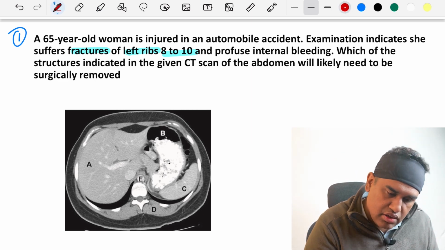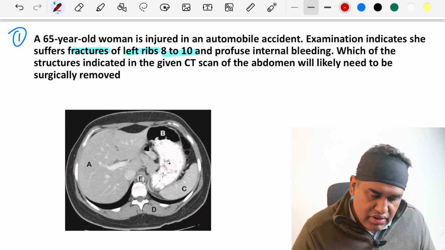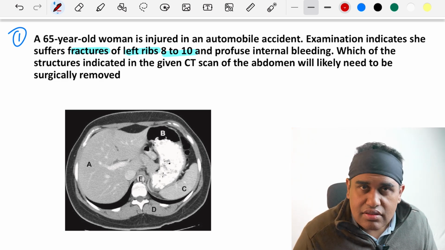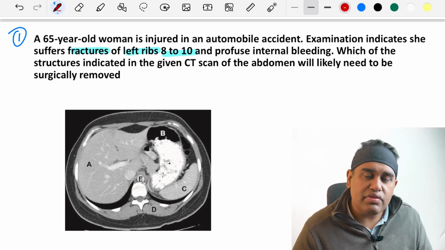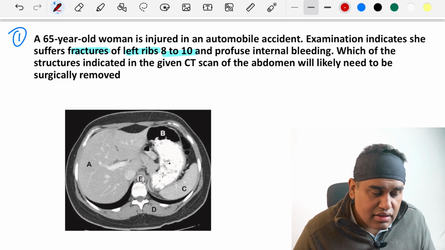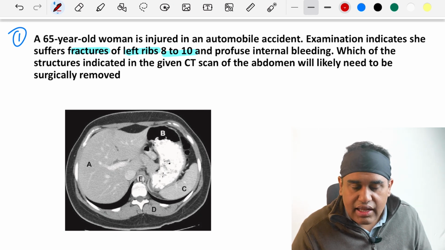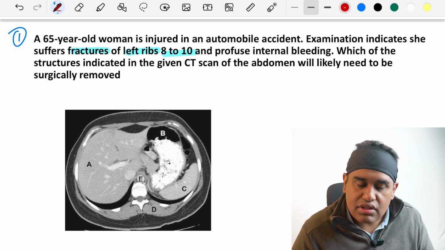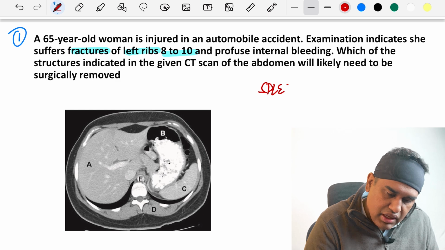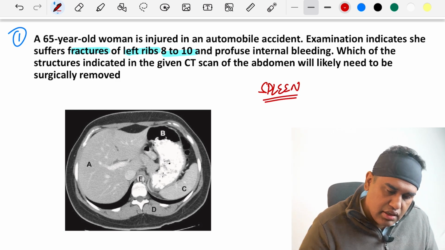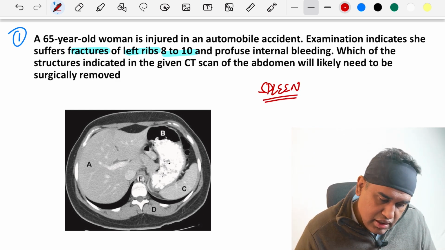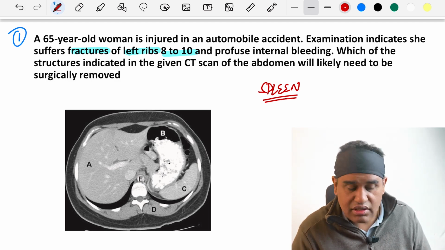So anatomy roll over here. Fractures of left ribs 8 to 10: which organ lies in front of those left-sided ribs, or which organ has its axis around the 10th rib and lies around the 9th, 10th, 11th ribs? The answer is the spleen, right? That could also lead to the bleeding, and let's see where the spleen is in the CT scan.